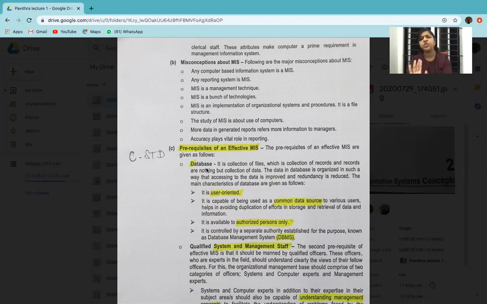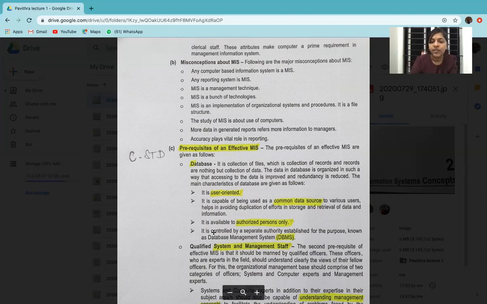What are the characteristics of a database which is going to form an effective MIS? It should be user oriented, with a common data source available to authorized persons only, and it should be based on a DBMS, established for the purpose and controlled by an authority called the DBMS.